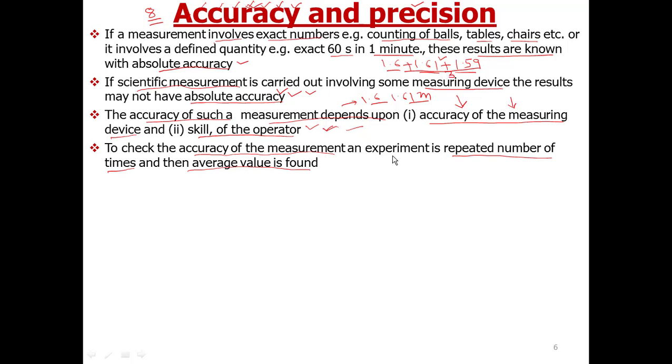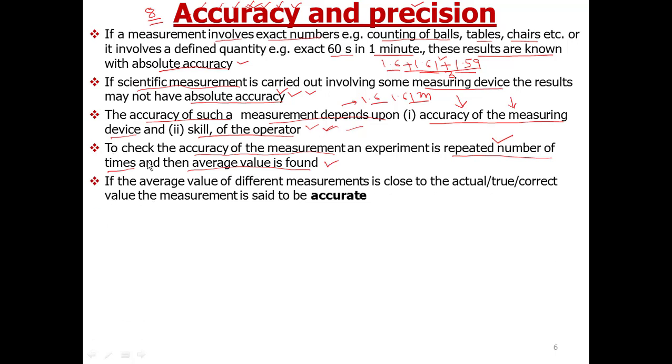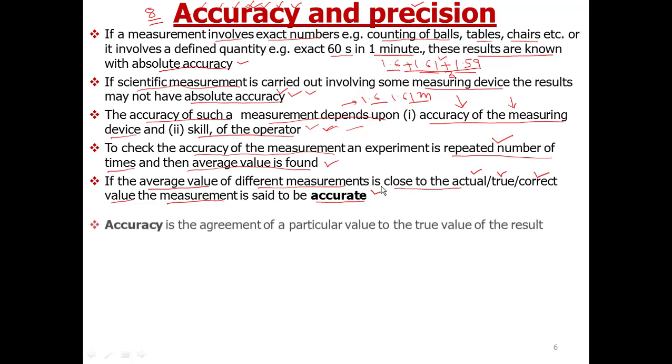So to check the accuracy of a measurement, it is repeated a number of times and the average value is found. Now if the average value of different measurements is close to the actual, we can say true, or we can say correct, we can say anything. If the average value of those measurements is close to the actual value of the measurements, then we will say our measurement is accurate.